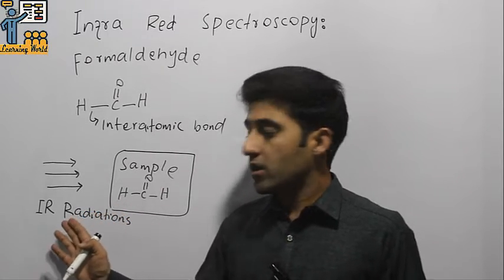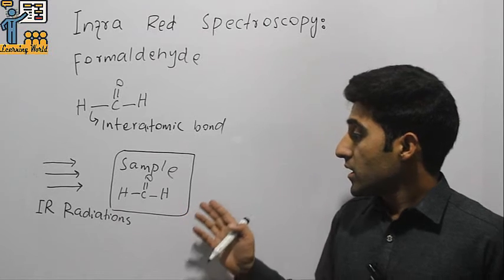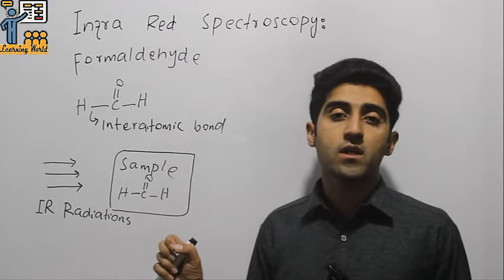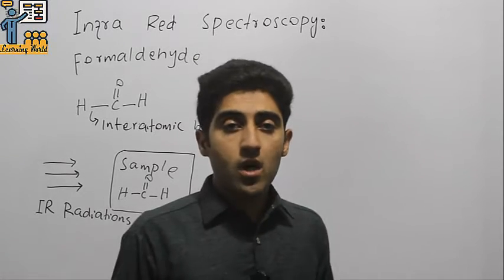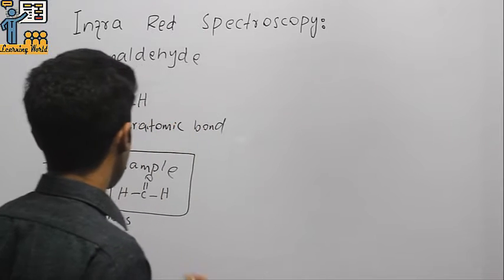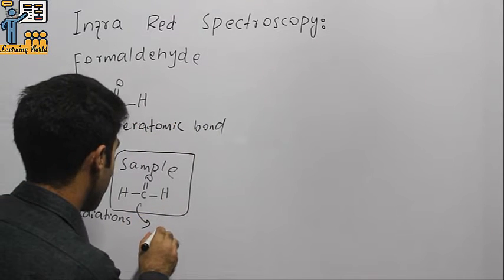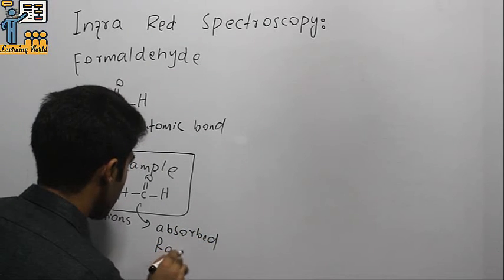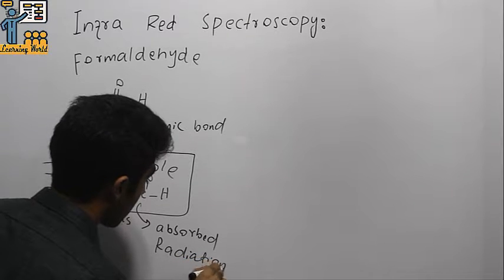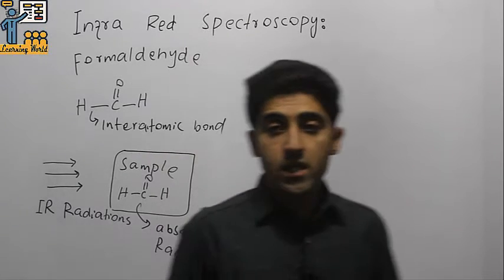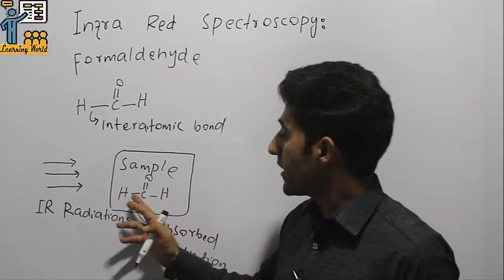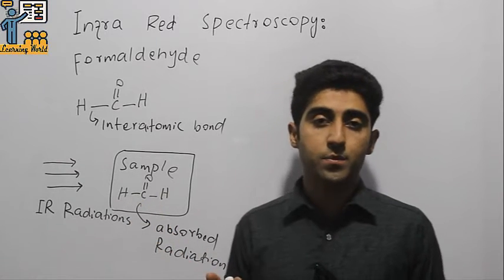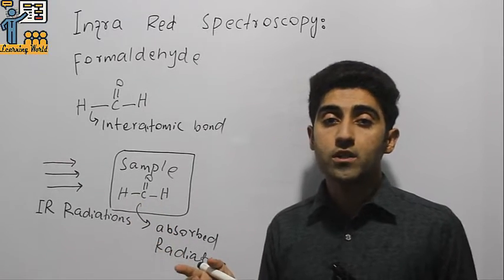So if we bombard the infrared radiation toward this sample, this formaldehyde will absorb a specific wavelength of radiation. It will not absorb all the infrared radiation, only some radiation. When it absorbs the radiation, the interatomic bond which is present, the carbon and hydrogen, behaves like a spring and will cause the vibrational rotational spectra.